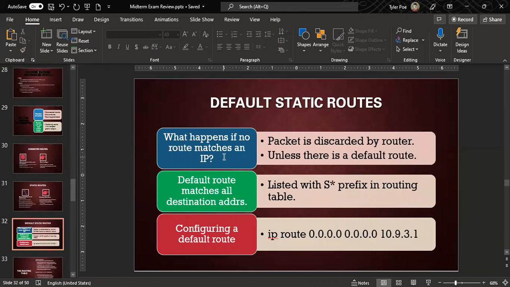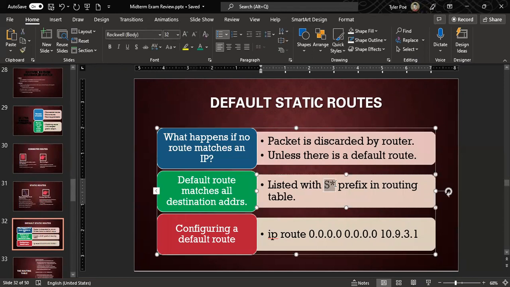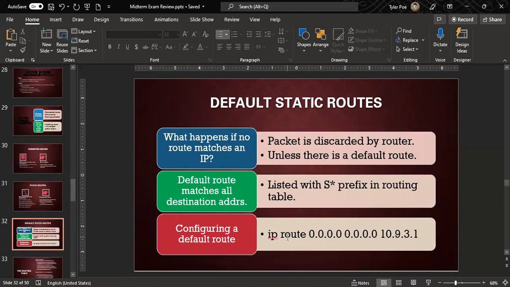So you want to discuss default static routes. You really want to understand this. So what happens if no route matches an IP address? The packet is typically discarded by a router unless there is a default route. The default route matches all destination addresses. It's listed with the S prefix with an asterisk in the routing table.